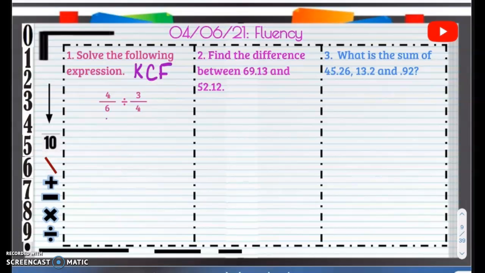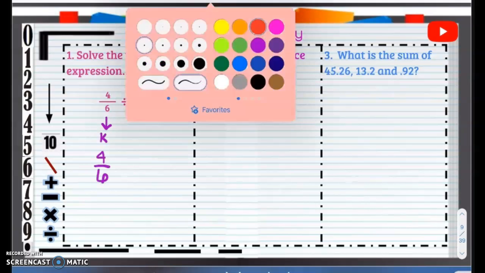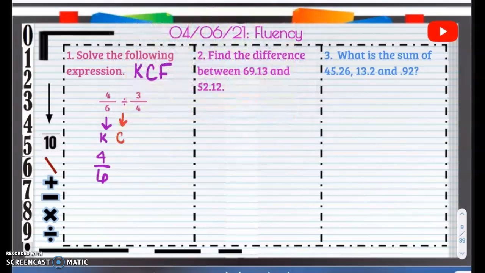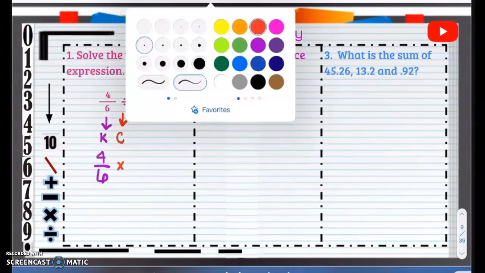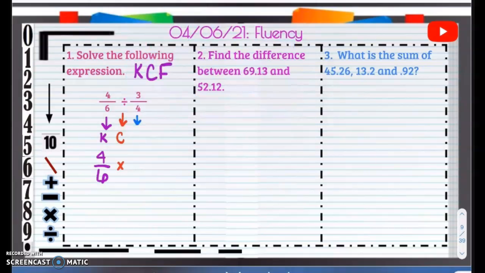So we're going to keep that first fraction. We're going to keep it as 4/6. We're going to change the second part, our division, to multiplication because the opposite of dividing is multiplying. And then we're going to flip the last fraction and it's going to be 4/3.